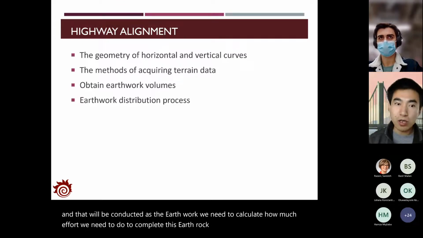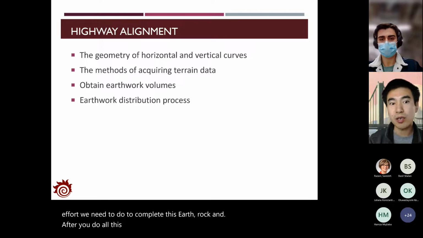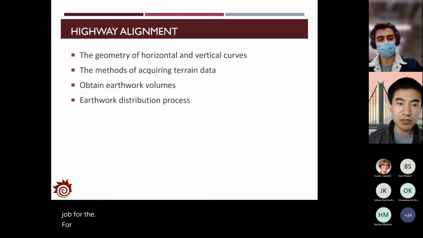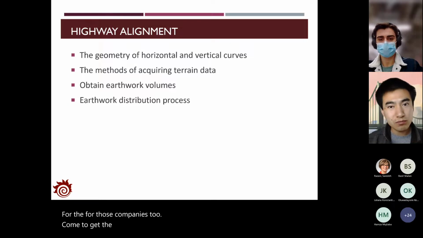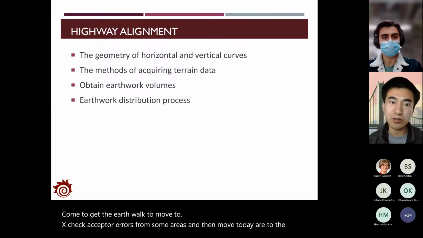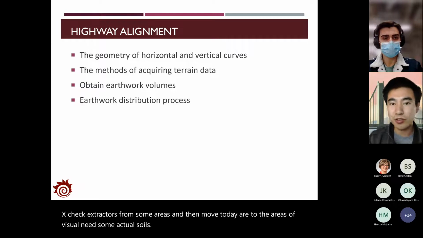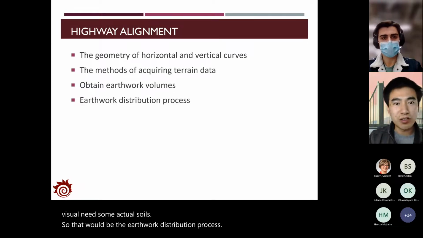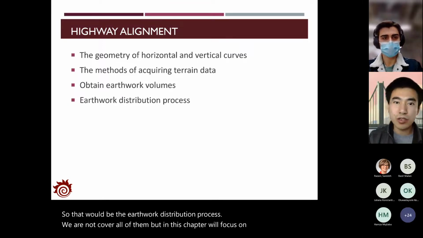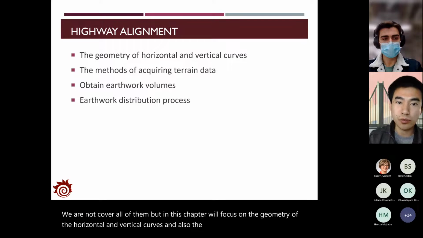After you do all this calculation, the remaining task is assigning the job to companies to extract the earth from some areas and move it to the areas that need soil. That is the earthwork distribution process. We will not cover all of it, but in this chapter we will focus on the geometries of the horizontal and vertical curves, and also the calculations of the earthwork volumes.